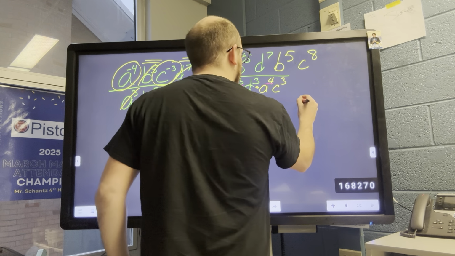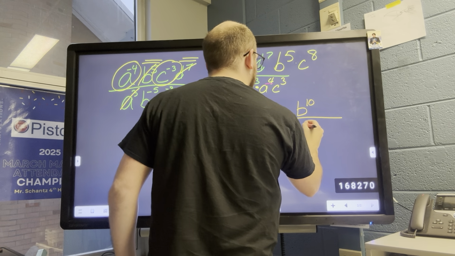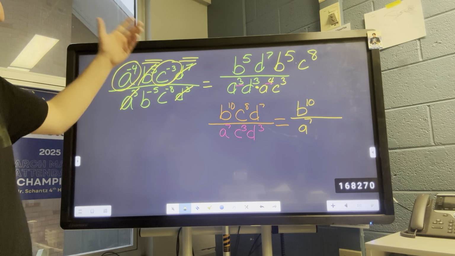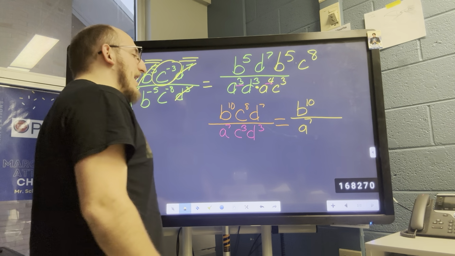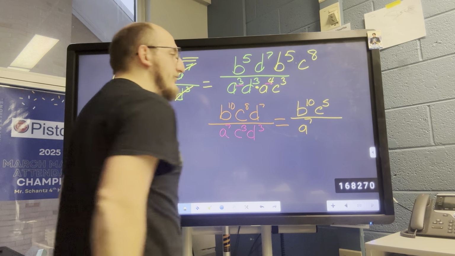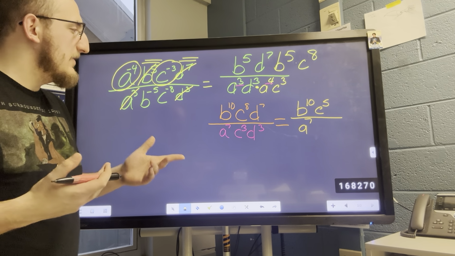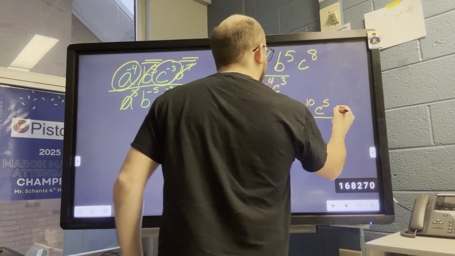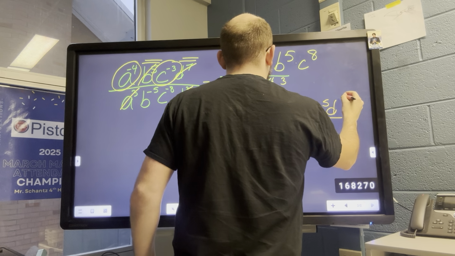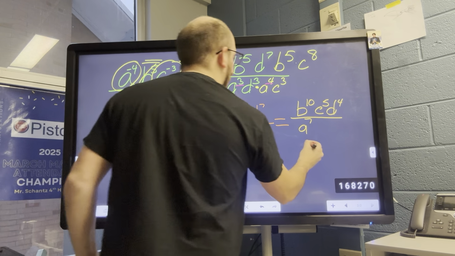So let's fix those. The b can stay the same because he has no friends up top or down low, right? Now, we have 8 c's up top, 3 c's on bottom. So why don't we move the c's upstairs? If more people were upstairs, why don't you guys just go upstairs? Right? Same thing with d's. Perfect. And this is our final answer.